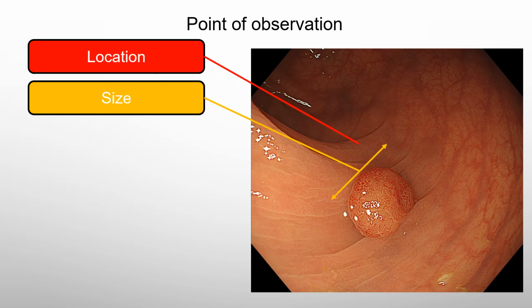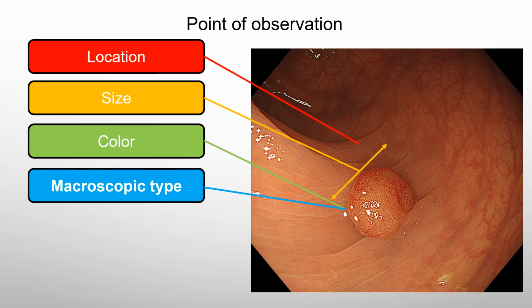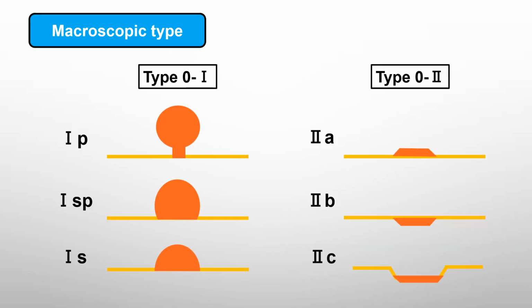Next, color and macroscopic type. Based on height only, divide the surface type into type 1 and surface type 2, and further divide the surface type 2 into surface raised type 2A, surface flat type 2B, and surface depressed type 2C.